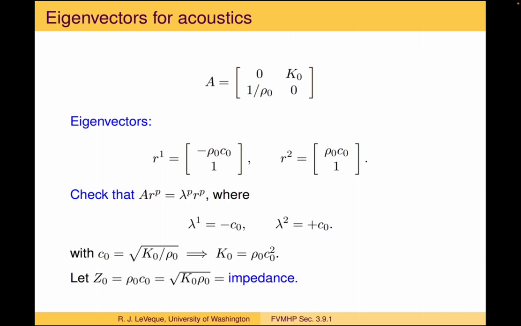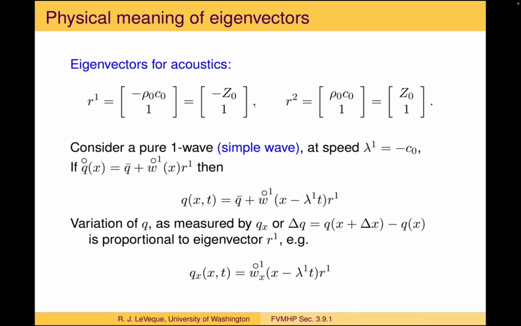And also we define z to be rho times c0, or the square root of K times rho, the impedance. And that z comes up in the eigenvectors here: r1 and r2 are proportional to (-z, 1) and (+z, 1). And remember that if we have a pure 1-wave, a wave that has variation only in the r1 direction, then it simply propagates to the left with speed -c0.